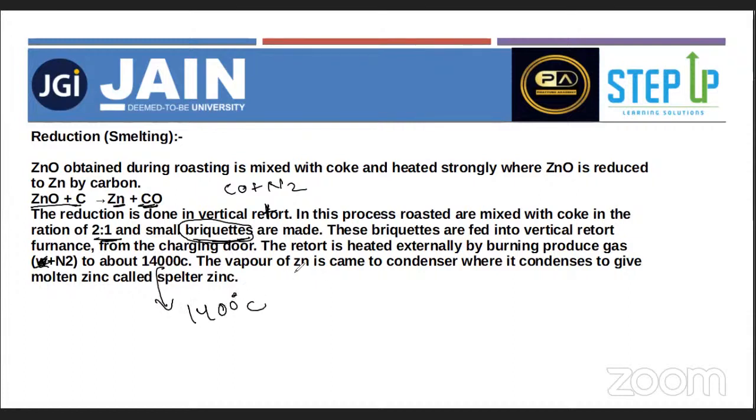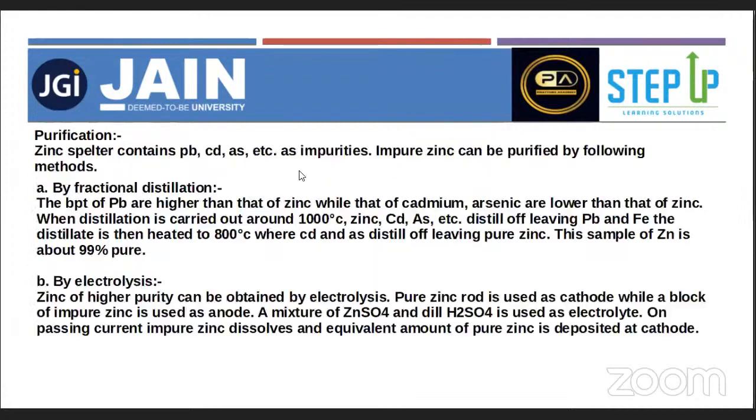The vapor of zinc comes into the condenser to give molten zinc. This molten zinc is known as spelter zinc. It is still impure, just like blister copper earlier. Every time, before getting the fully pure form, there will be some impure form. Spelter zinc contains Pb, Cd, arsenic, etc. Arsenic, cadmium and lead are the impurities.